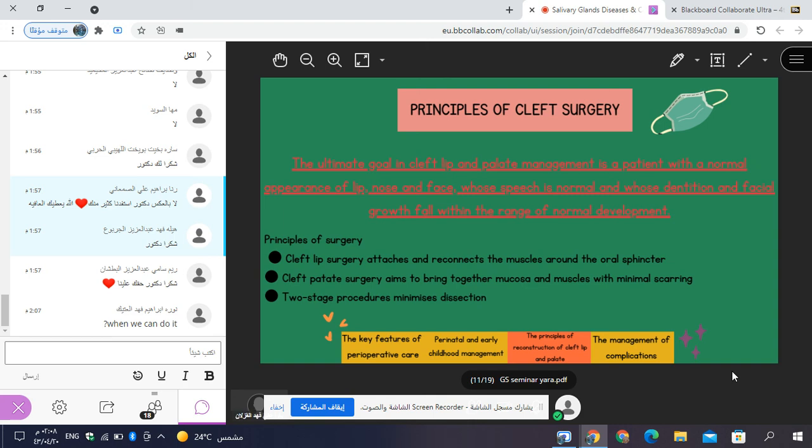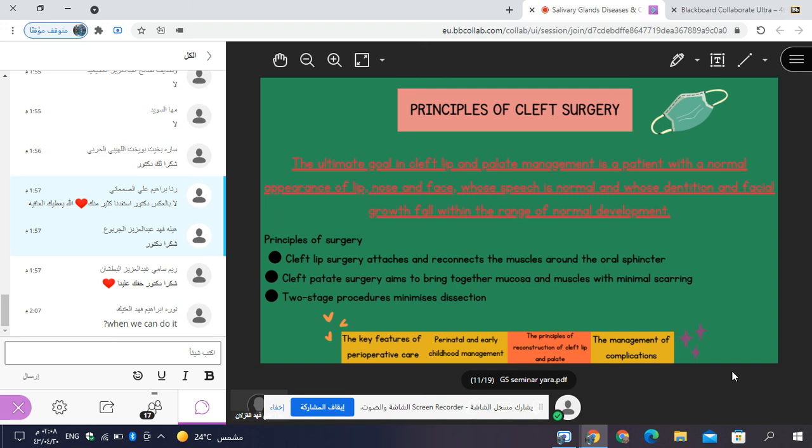When we can do it. So I mean the age, like after the neonate period or. So it depends on if the cleft lip is alone, or if there's an associated cleft palate, or if there's a cleft palate alone.